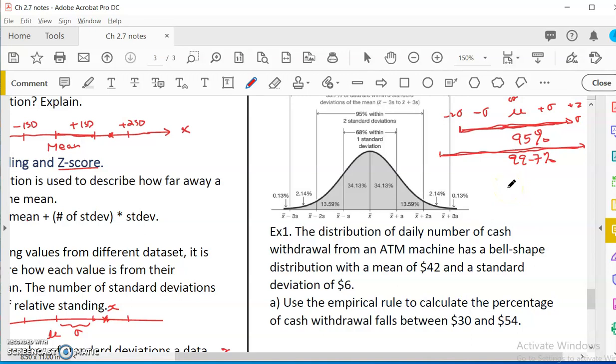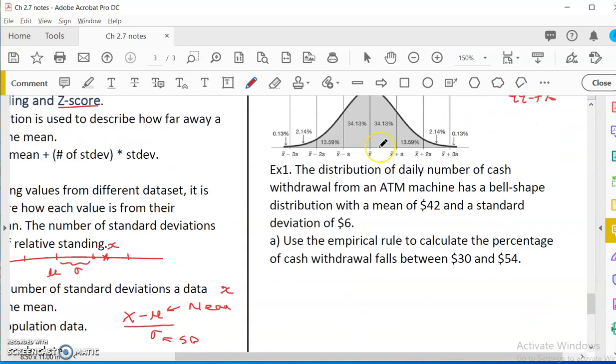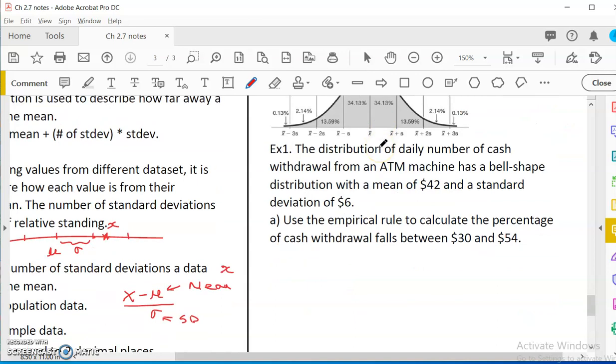So the books use this diagram. So you would have 1 standard deviation 68, 2 standard deviations 95, 3 standard deviations 99.7. So these are pre-calculated already and you just use it.